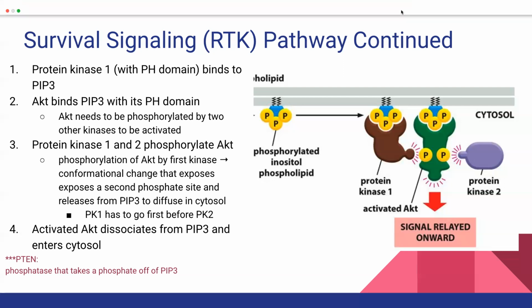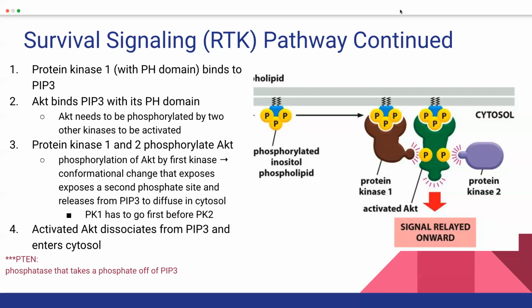Actually, on the problem sets, it's asking about mutations. Is it ever possible for PK2 to bind to AKT without PK1 first phosphorylating, or first binding it, or phosphorylating?